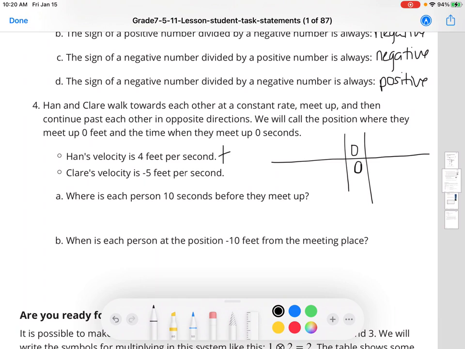Okay, so let's think about Han first. His velocity is 4 feet per second, and velocity tells me direction, so since it says positive 4 feet per second, that tells me that Han is traveling to the east in the positive direction. So at 1 second, Han travels 4 feet. So 1 second before they meet up, I know he would be at negative 4.